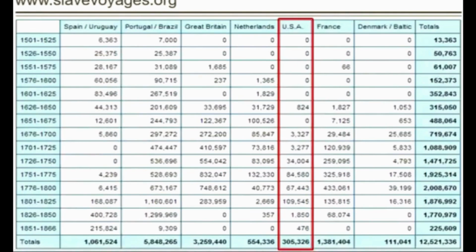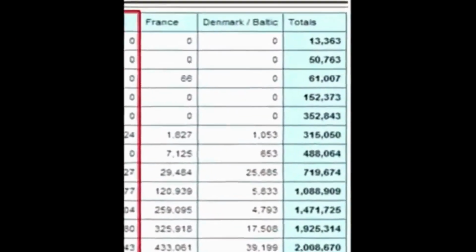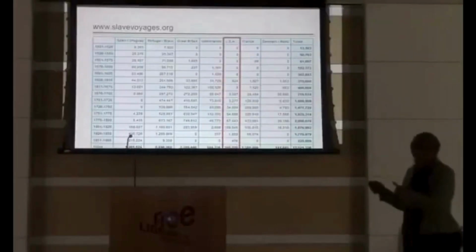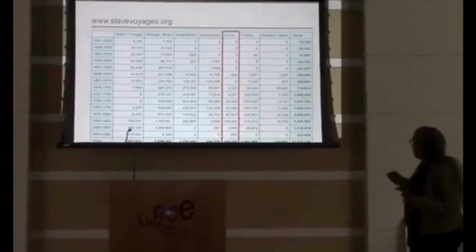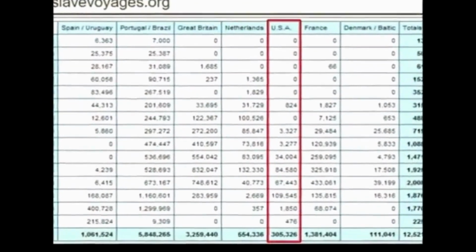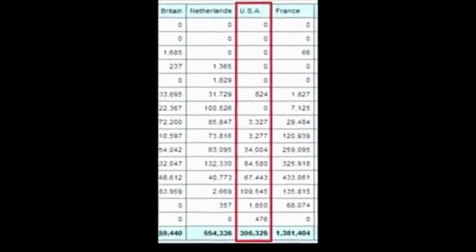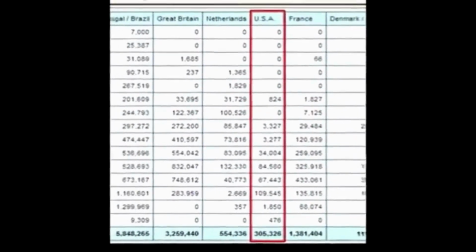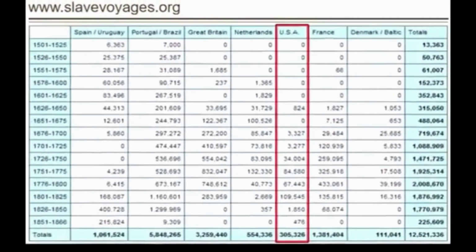These numbers have changed. If I had shown you a chart from when I first went there, these numbers here, which is the total number, they have 12 million slaves that were brought from Africa. On the first chart, they only had 9 million. So that number has gotten bigger. And another number is this number right here, which is showing the numbers that came to the United States. At first, these numbers were close to 500,000. They had them down to 300,000. Only 300,000 Africans were brought to the United States.